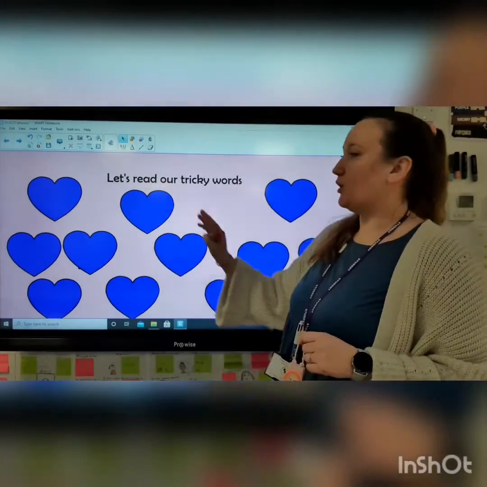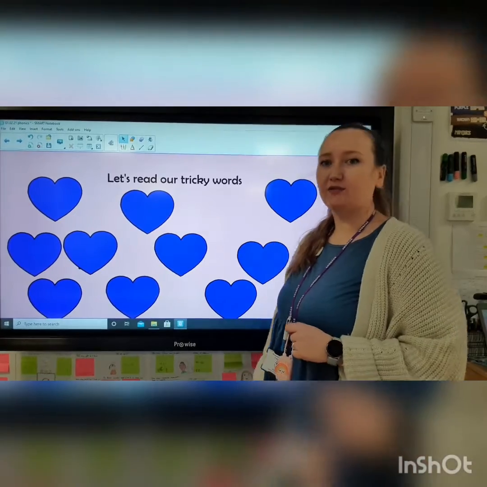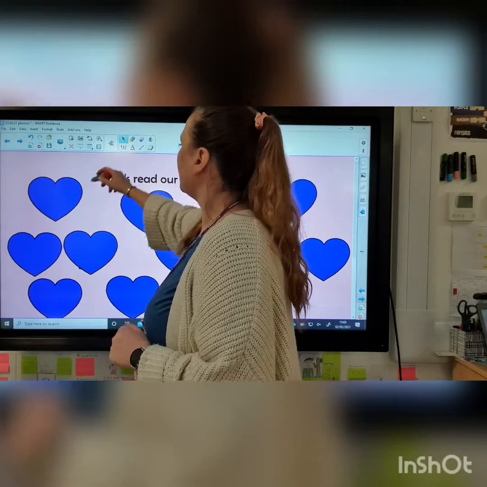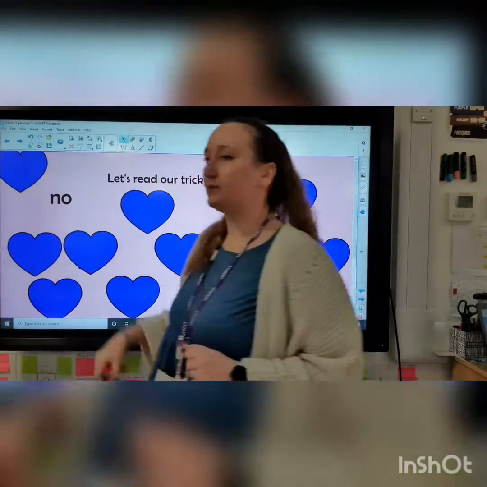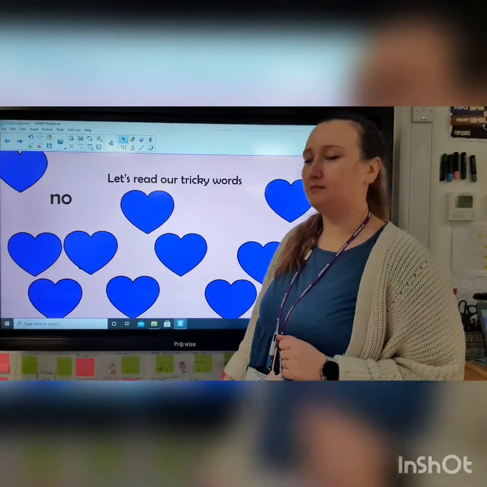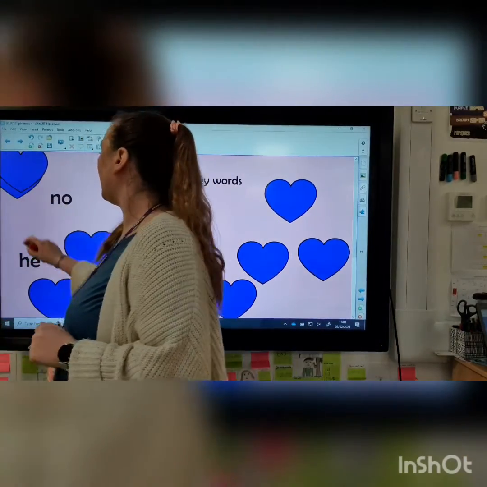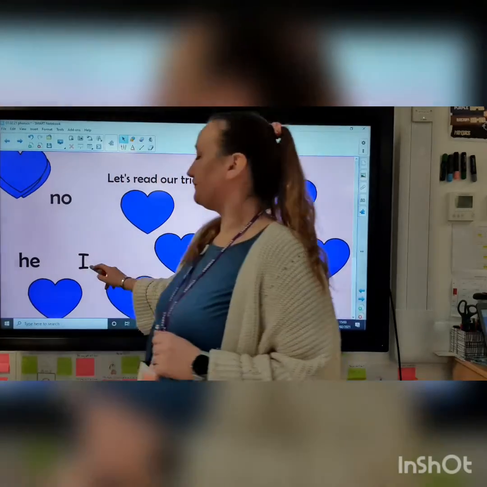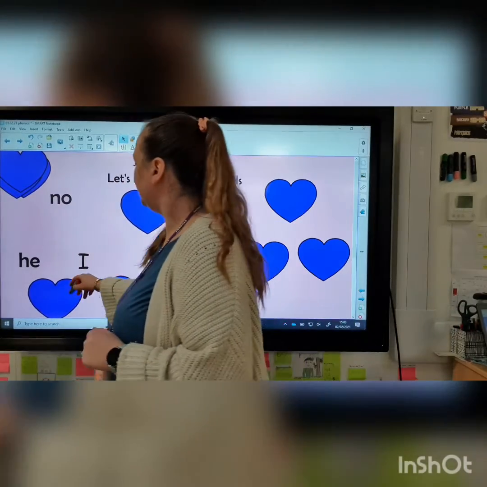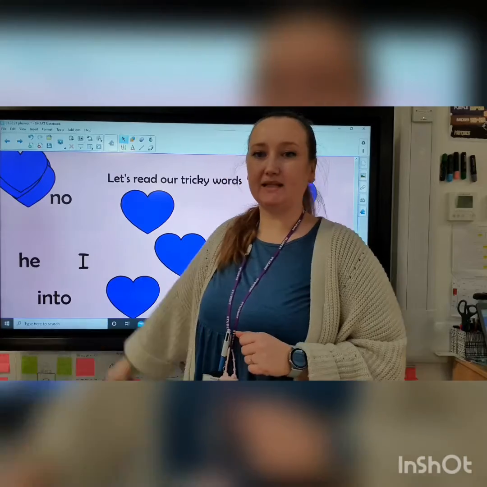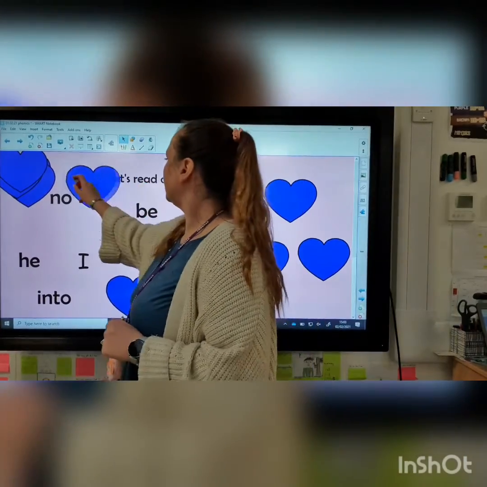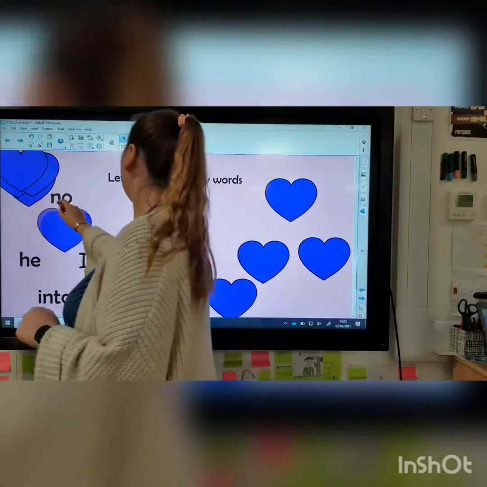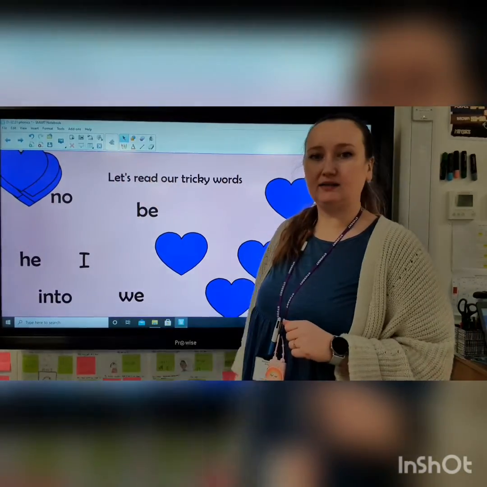So look at all of these tricky words we need to read today. We have so many that we have learned. Okay, so our first one is, tell me, no. And you tell me our next one, he. This one, I. This one, into. This one, our new one that we learned yesterday, be. Another one we learned yesterday, we.